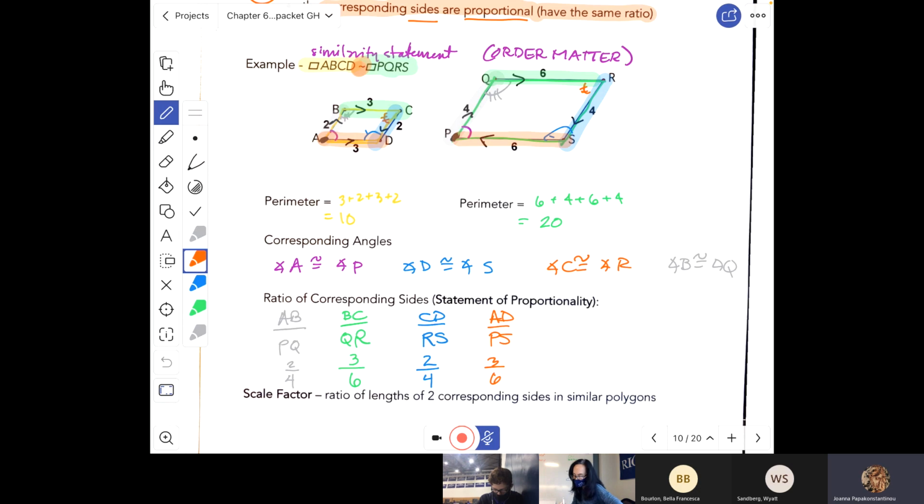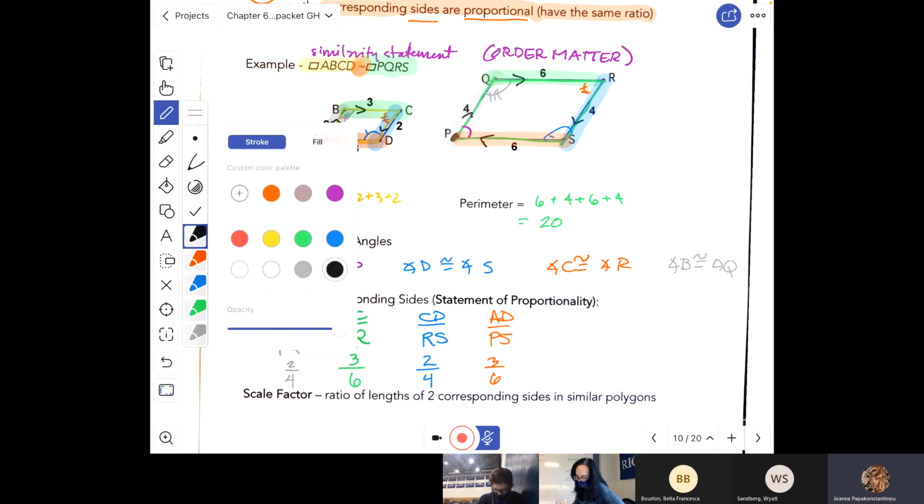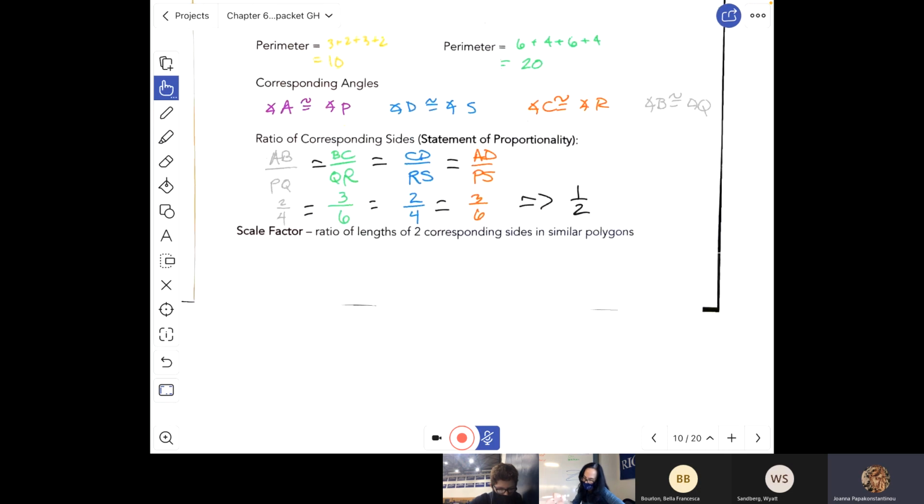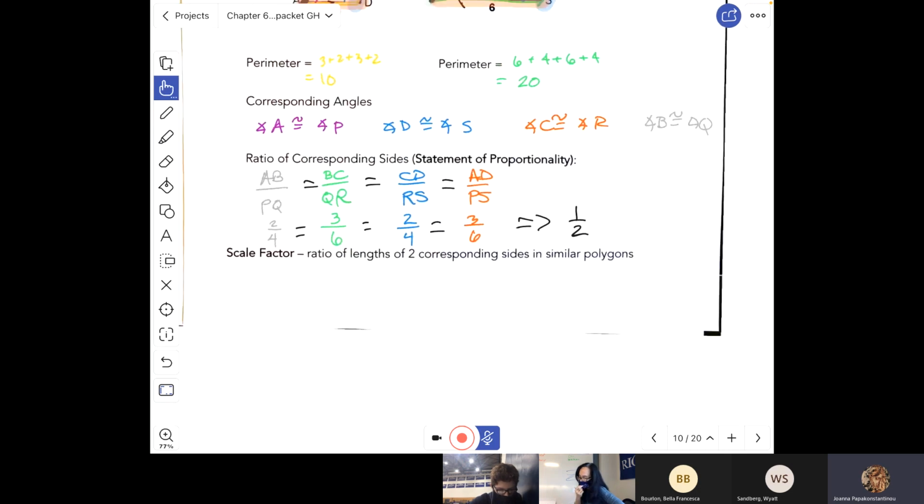Now, notice, I'm saying these are equal. If I reduce each of these ratios, what am I going to get? They reduce to what? There you go. That's your scale factor. So your scale factor is the ratio of the length of two corresponding sides in a polygon.